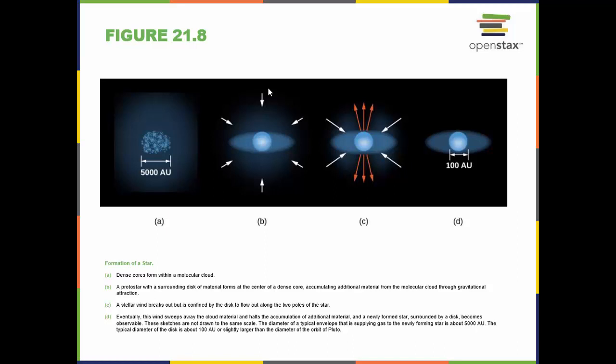And these sketches aren't drawn to the same scale, so don't forget the first picture is about 5,000 times the distance between the sun and the earth. And this final new star is about 100 astronomical units.